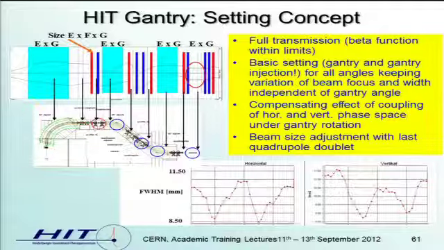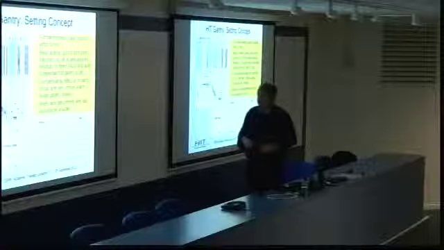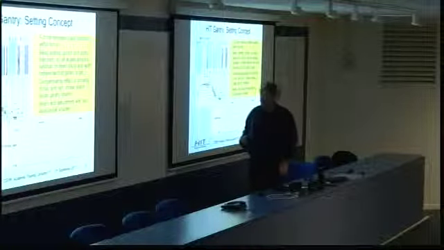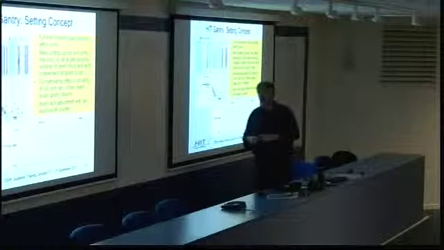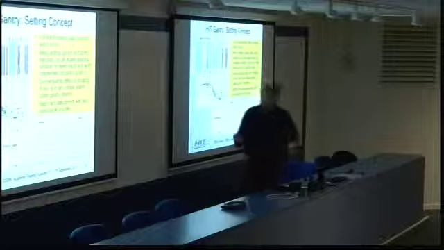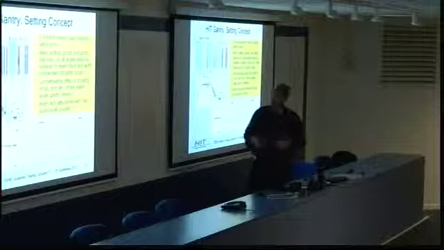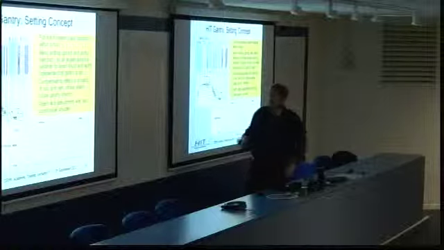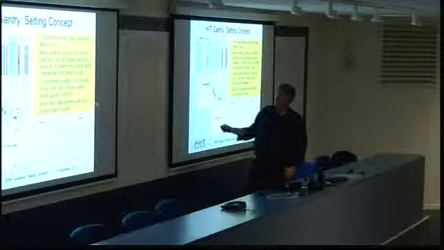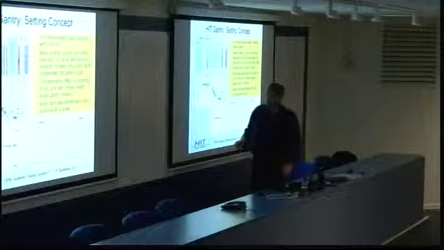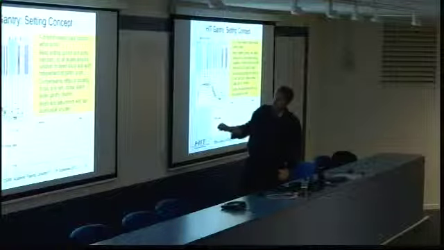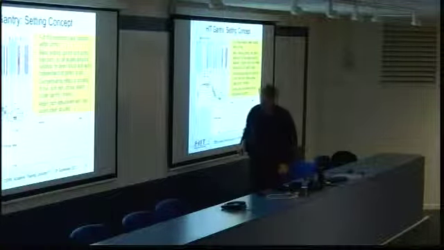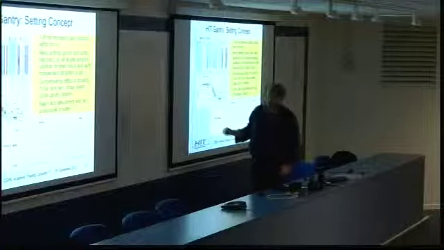We have basic settings for all angles, keeping the variation of beam focus and width independent, firstly, of the gantry angle. But then you have to compensate effects of coupling the horizontal and vertical phase space. You have not the same emittance from the synchrotron in both planes, so you have to adapt that. And the beam size adjustment has to be done also with the last quadrupole doublet in our case. And what you see is you can stay within the band that we have also for the horizontal rooms.